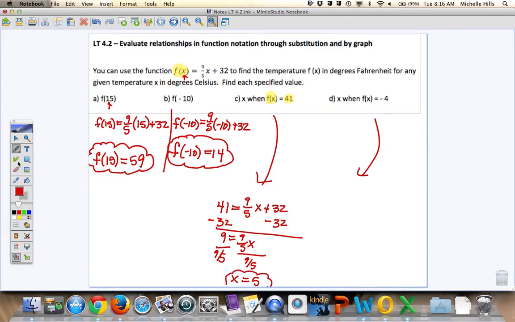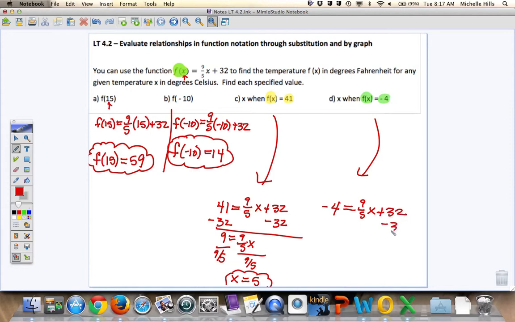And again, looking at this, what they gave me was they want x, so they tell me that the f of x has a value of -4, so y is -4. So I'm going to go where the f of x is, and that's going to be replaced with -4. So -4 equals 9/5 x plus 32.